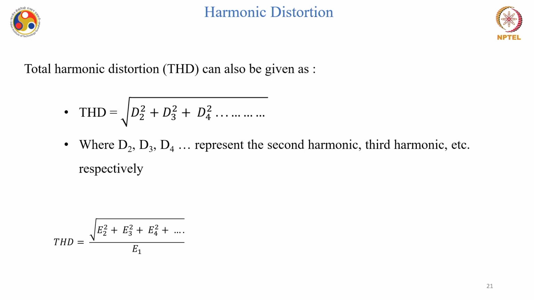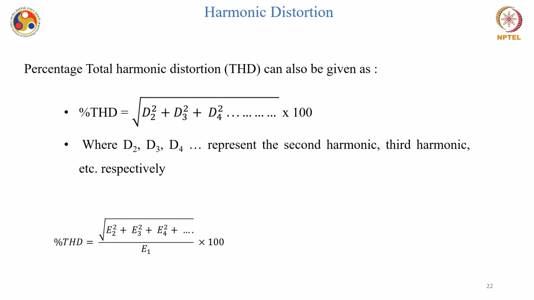So, the total harmonic distortion THD can be simply given as the square root of D2 squared plus D3 squared plus D4 squared and so on, where D2, D3, D4 represent the second harmonic, third harmonic, fourth harmonic and so on. Or THD in terms of the amplitudes E2, E3 and E4 can be written as the square root of E2 squared plus E3 squared plus E4 squared and so on, divided by E1, or I can say the square root of E1 squared.